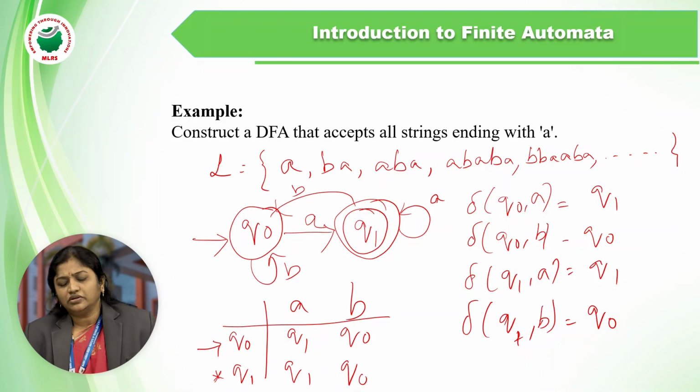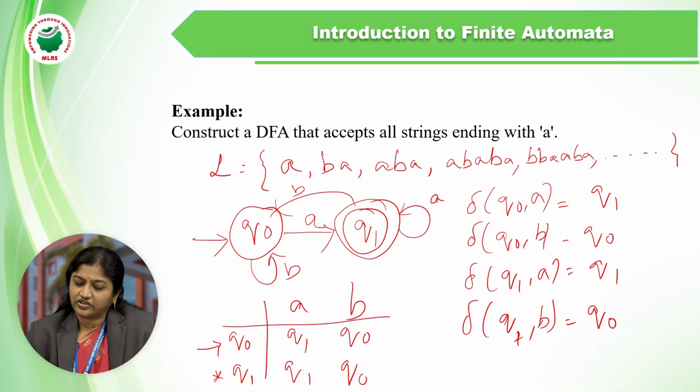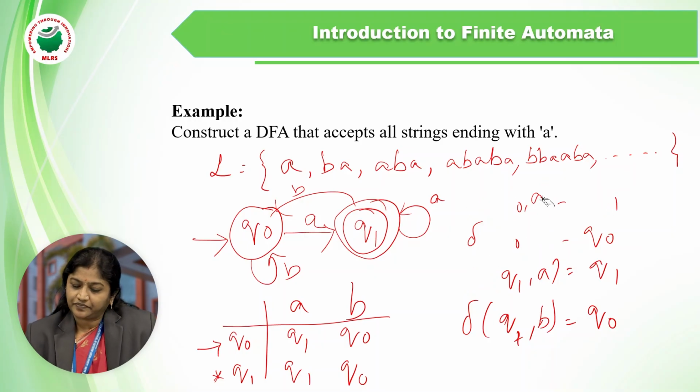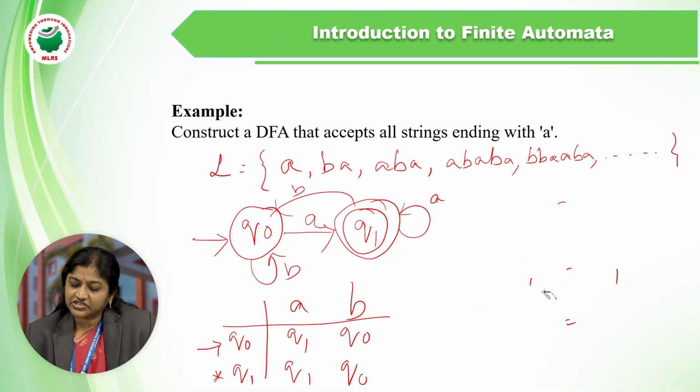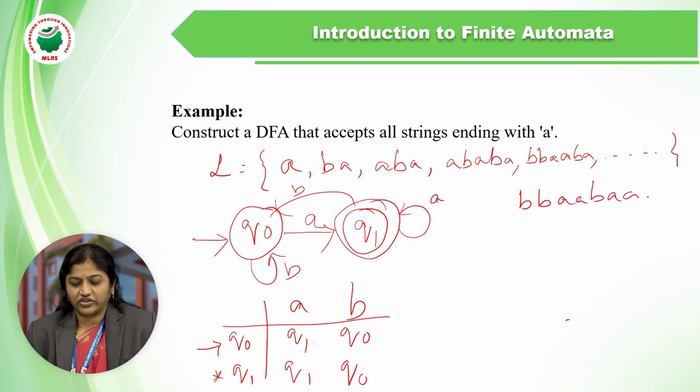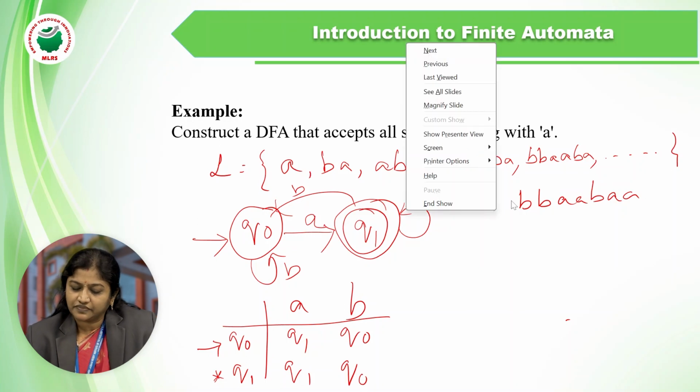Now, to check whatever string we have taken, whether it is accepted by this transition or not, we need to check for acceptance. Language acceptance, how to check that? Just as an example, we'll take this string: B, B, A, B, A. We'll check for this.